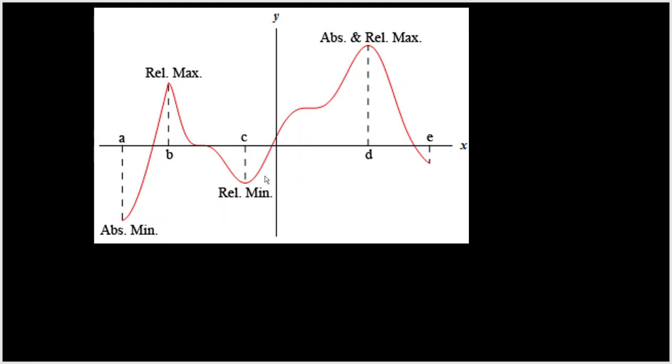And likewise, on the interval from C to D, the function is increasing again, right? It's kind of increasing as you're going uphill again from left to right. And then from D to E, the function is decreasing. I just told you the meaning of increasing and decreasing function on some interval, right?